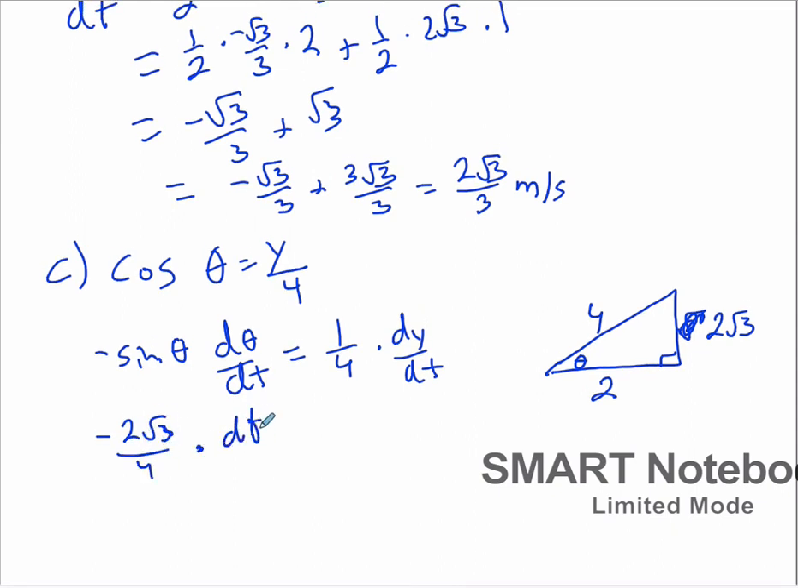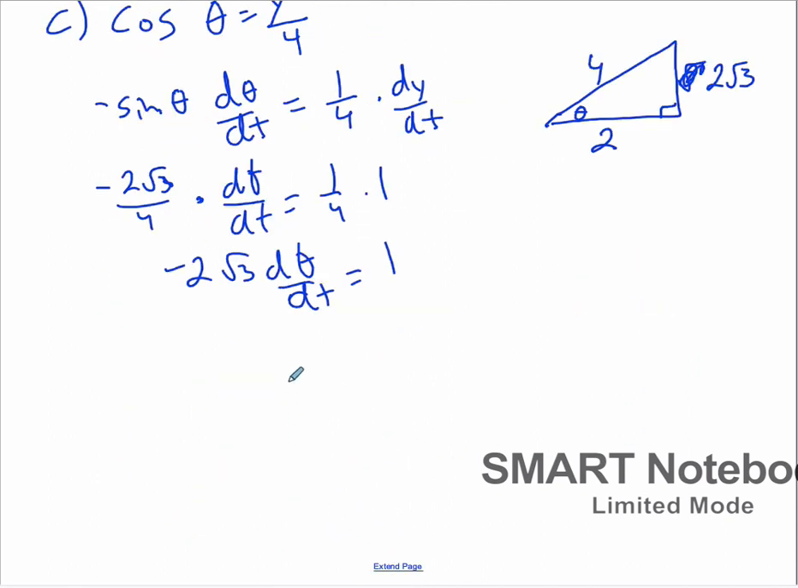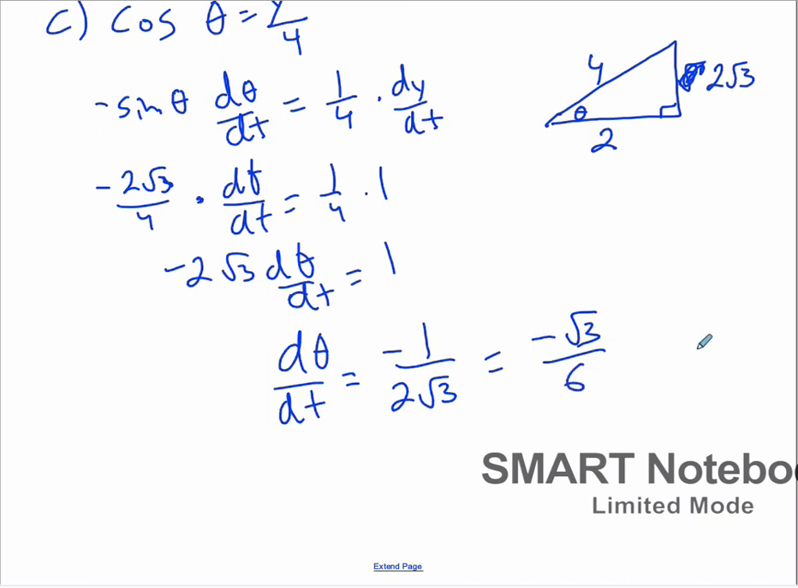And d theta/dt equals a quarter times 1. So that means that negative 2 root 3 d theta/dt equals 1, if I multiply both sides by 4. So d theta/dt equals negative 1 over 2 root 3, which equals negative root 3 over 6. Okay, and that's radians per second.